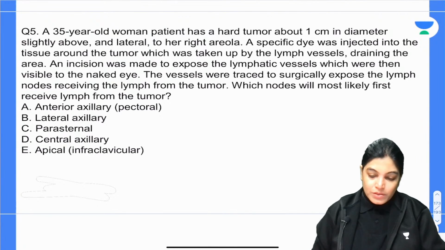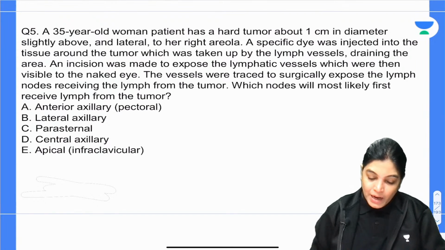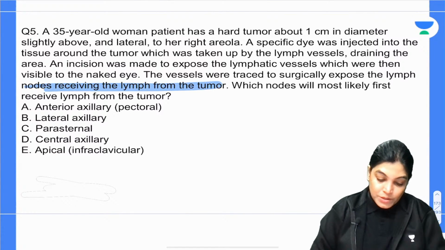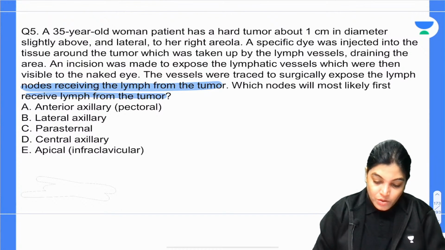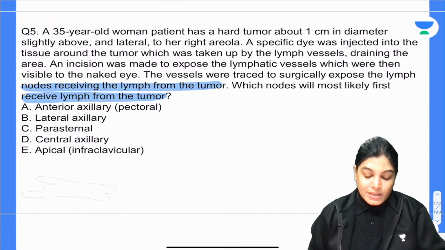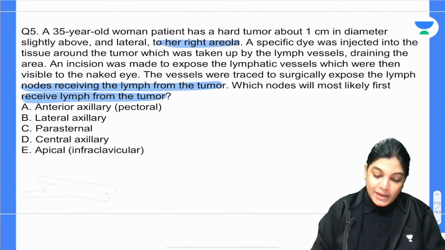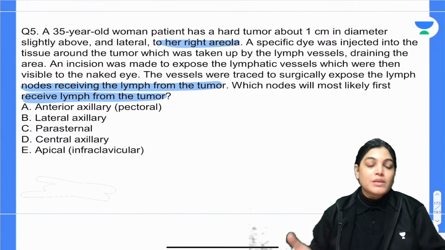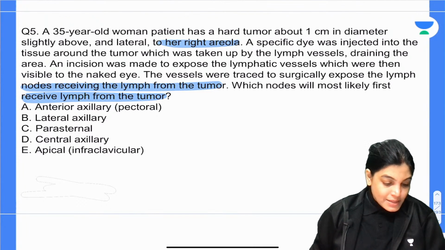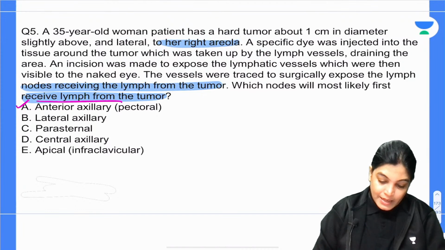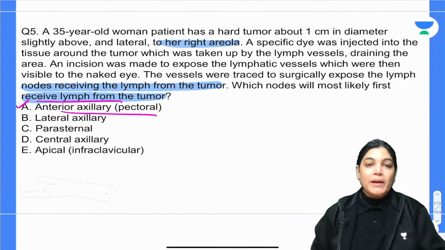The key point to mark the correct answer is: which node is first to receive the lymph from the tumor? The tumor is approximately 1 centimeter above and lateral to her right areola. So the mammary gland is involved, and you have to know the first lymph node to be involved. I got an answer from Ajay Selva, and Ajay Selva is giving the perfectly right answer. The correct answer will be anterior axillary or pectoral lymph node.